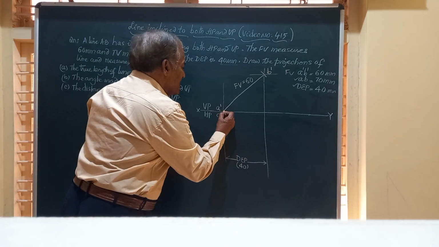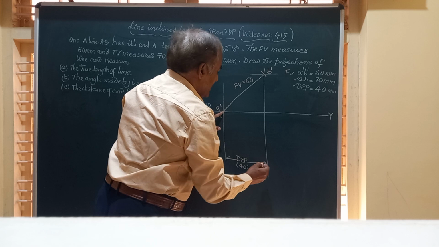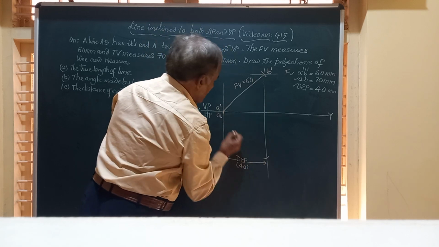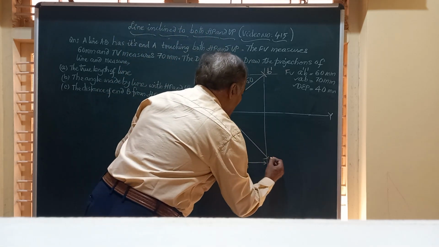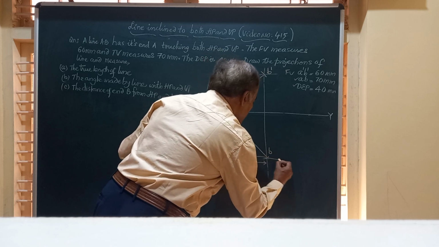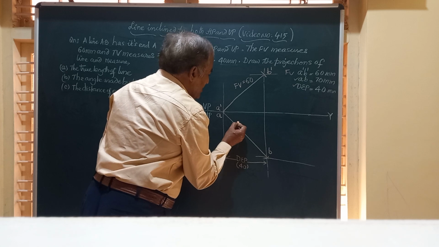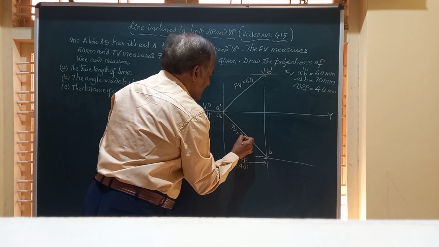So taking A as center and radius equal to 70 mm, that is the length of the top view, I draw another arc to cut this vertical line. Say this is cutting here. Friends, I call this point as B, and AB represents the top view. So write down here top view, and its length is equal to 70 mm.